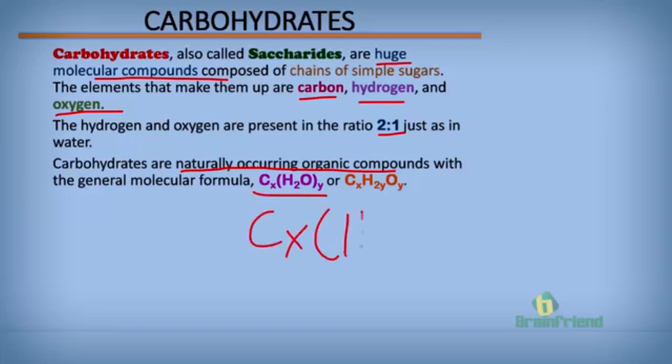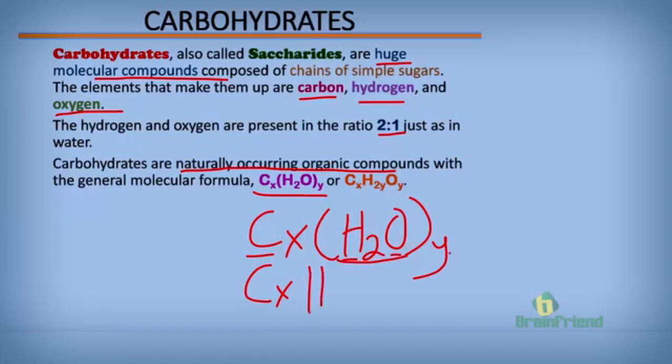Cx(H2O)y. This can also be written in another form, CxH2yOy. Remember, the C represents carbon, H represents hydrogen, and O represents oxygen. If these letters are made to come out of the bracket, we would have the hydrogen multiplying with the y outside the bracket to give us H2y, and the oxygen multiplying with the y outside the bracket to also give us Oy. So that is why we can either write it in this form or in this form. So this is how we can generally represent carbohydrates.